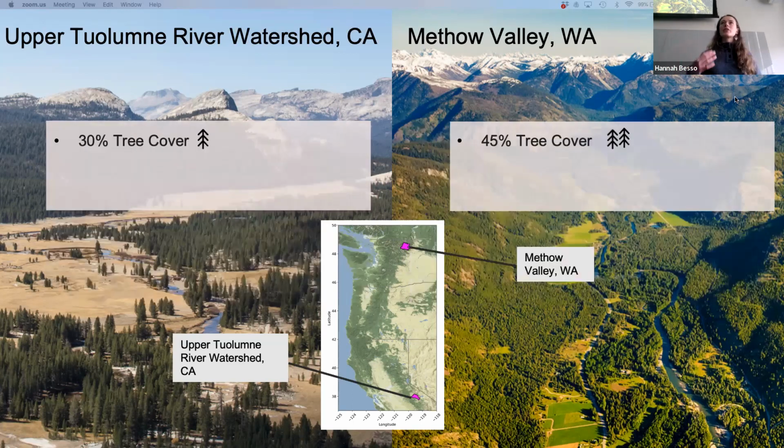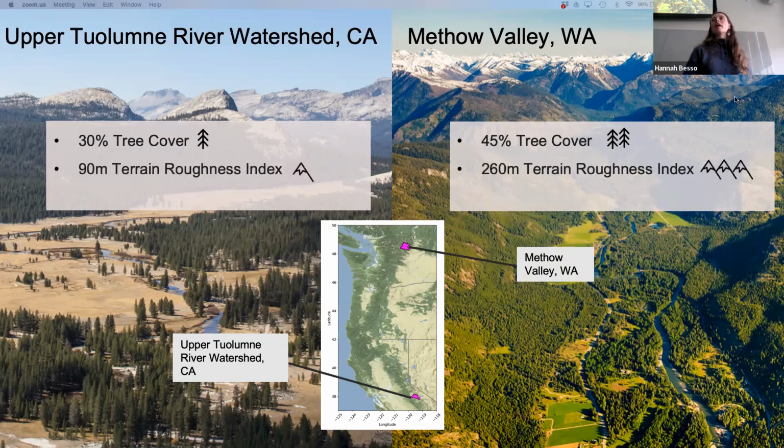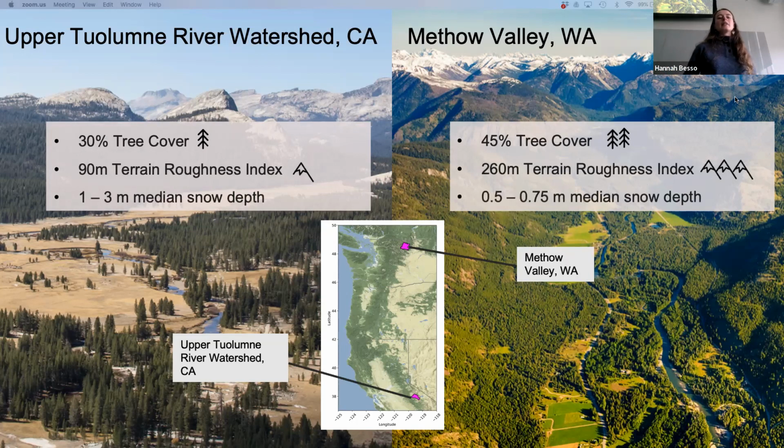To compare some of the characteristics of these two sites, the Upper Tuolumne River watershed has about 30% tree cover. The Methow Valley has about 45% tree cover. The Methow Valley is about 3 times as rough as the Tuolumne River watershed. The specific numbers here you don't need to pay too much attention to, but the important thing to take away from this is that the Methow Valley is much rougher terrain than Tuolumne. And finally, the median snow depth throughout the 4 years of our study period was between 1 and 3 meters in Tuolumne and between about 1/2 and 3/4 of a meter in the Methow.